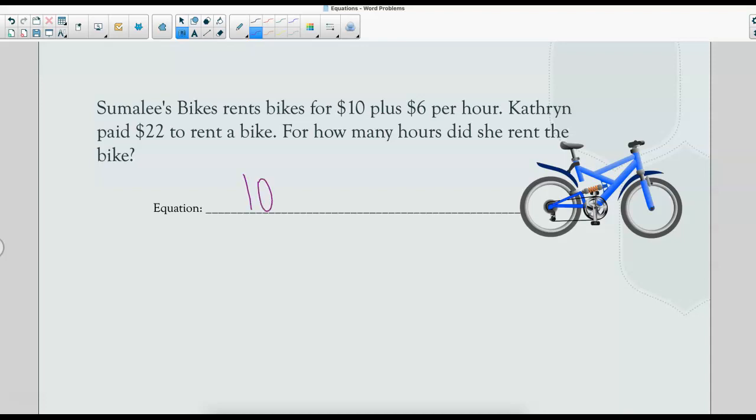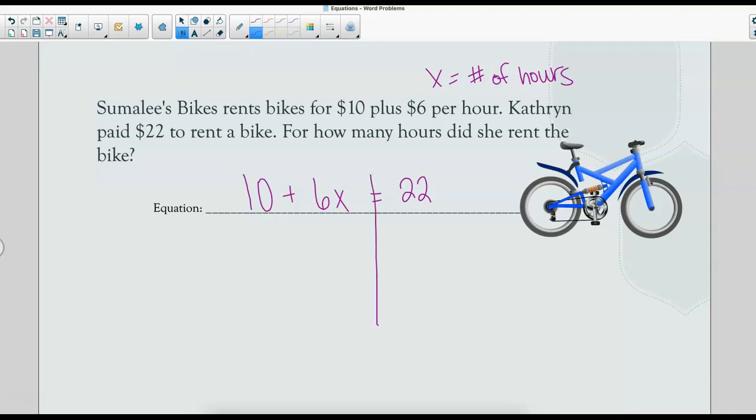So $10 plus 6 per hour. 6x. What does x represent? The number of hours. X equals the number of hours you're gonna rent the bike. How much did she pay total? 22. So there's my equation. You have to write an equation first. Okay, I know sometimes you'd be like, I'll figure it out in my head. I know how many hours, but you have to write an equation first and then solve it.